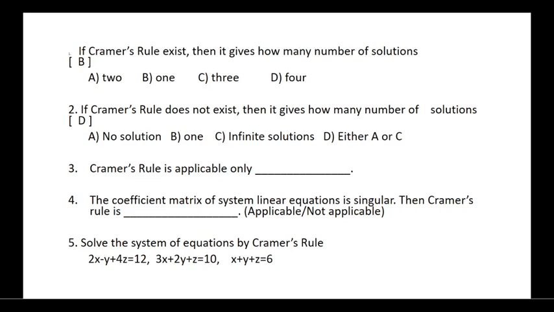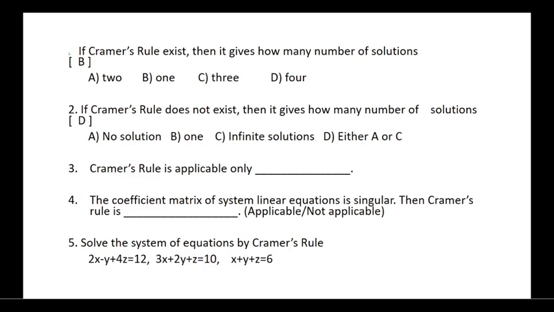What is that condition? Cramer's rule is applicable only when the number of unknowns is equal to the number of equations. So in the given system of equations, how many unknowns are there? x, y, z. There are 3 unknowns. How many equations are there? First equation, second equation, third equation. There are 3 equations. So here the condition is satisfied. Number of unknowns is equal to number of equations.